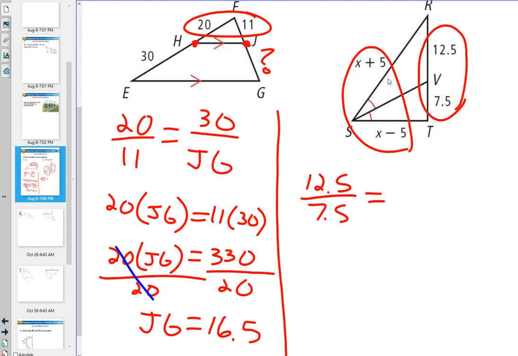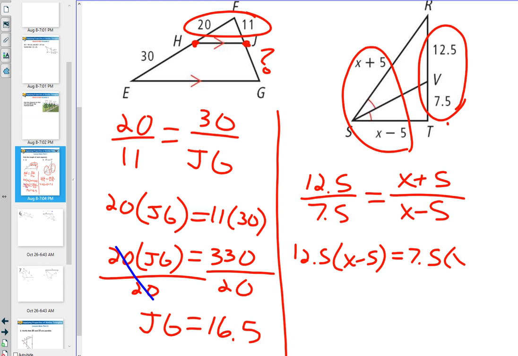12.5 is on top, 7.5 is on the bottom. Come over here. What would be on top? x plus 5 over x minus 5. So even though those are similar triangles, you still have a proportion. I don't have any evidence to say that this is going to be on the test, but just in case. 12.5 times x minus 5 is equal to 7.5 times x plus 5.